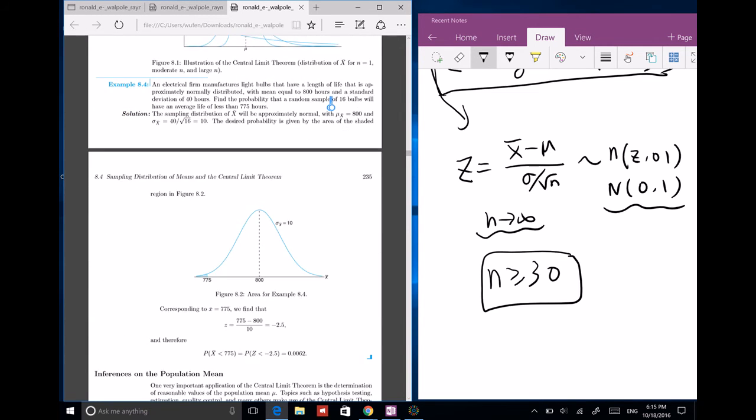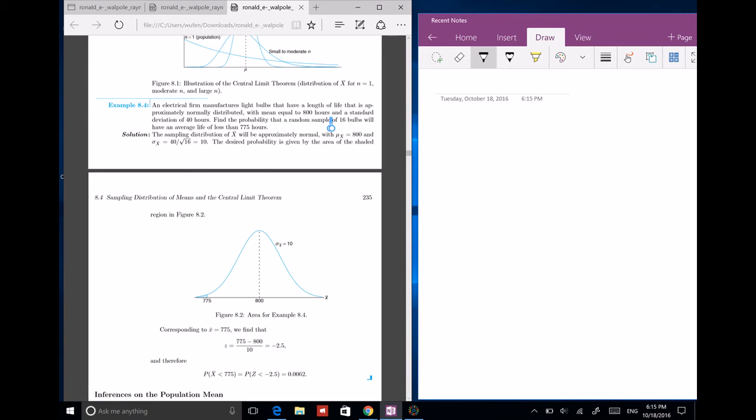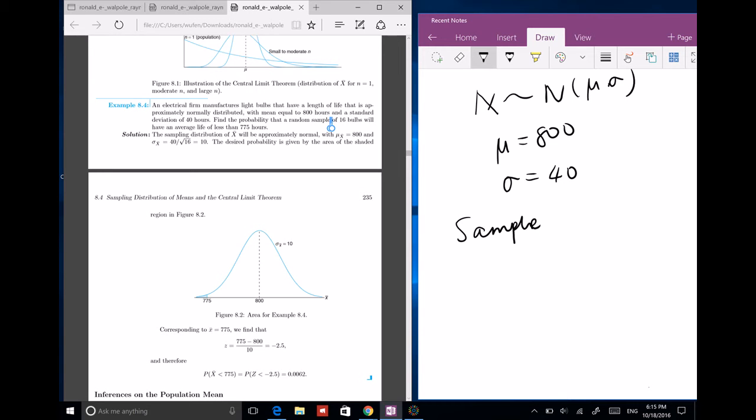Let's look at an example. Example 8.4. An electrical firm manufactures light bulbs that have a length of life that is approximately normally distributed, so the population is already a normal distribution, with a mean equal to 800 hours and a standard deviation equal to 40 hours. Find the probability that a random sample of 16 bulbs. Note this is a random sample, so now we're using a sampling distribution.